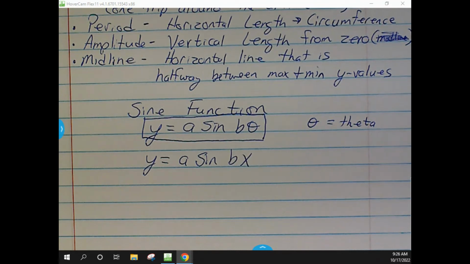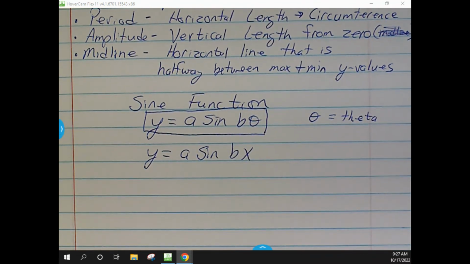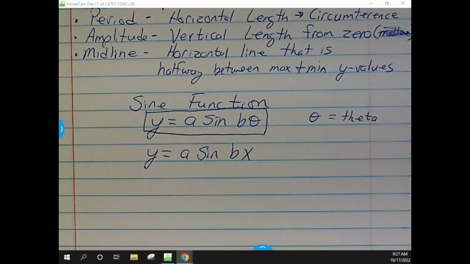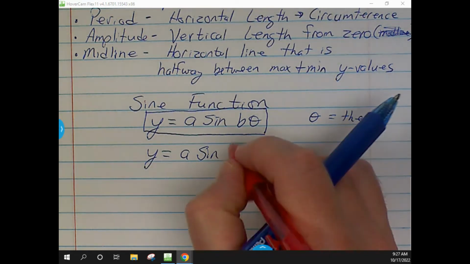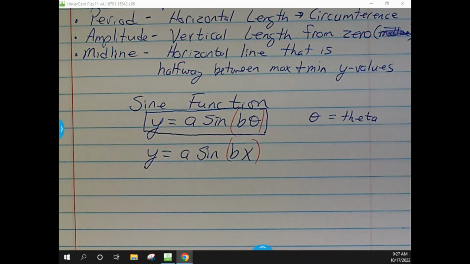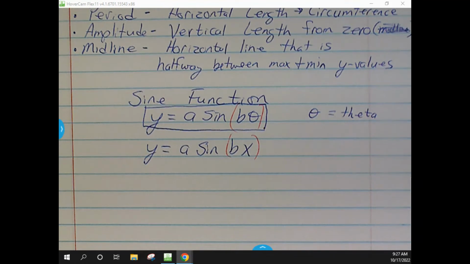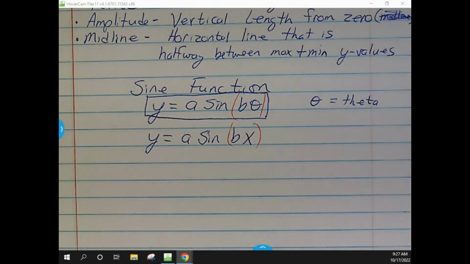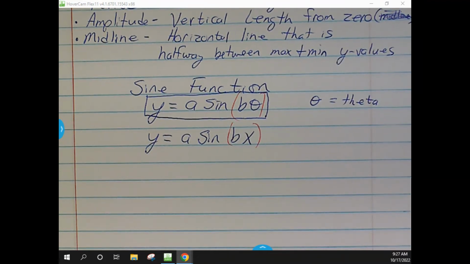Theta is like x, so y is equal to a times the sine of bx. If you want to think about theta being x, then you can interchange those two things. Wait, is it the sine of bx, or the sine of b times x? It's the sine of b times x. So the sine will be the sine of whatever number you get here. Some people don't like the theta part. Just realize that theta is just another variable, the same thing as x, because we're used to seeing x a lot. So just think of it as x there.